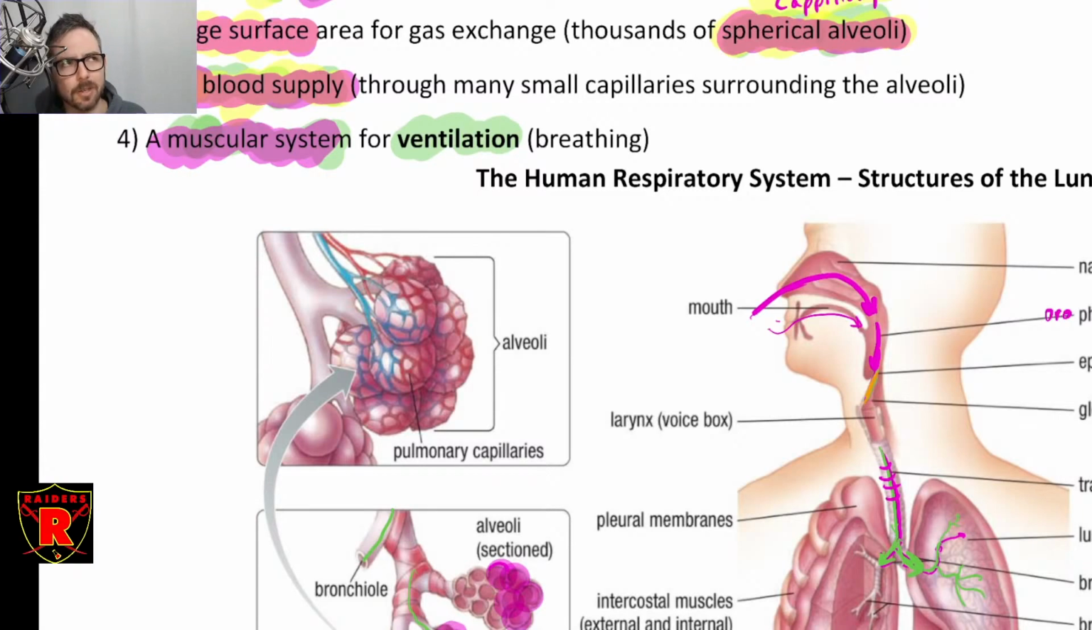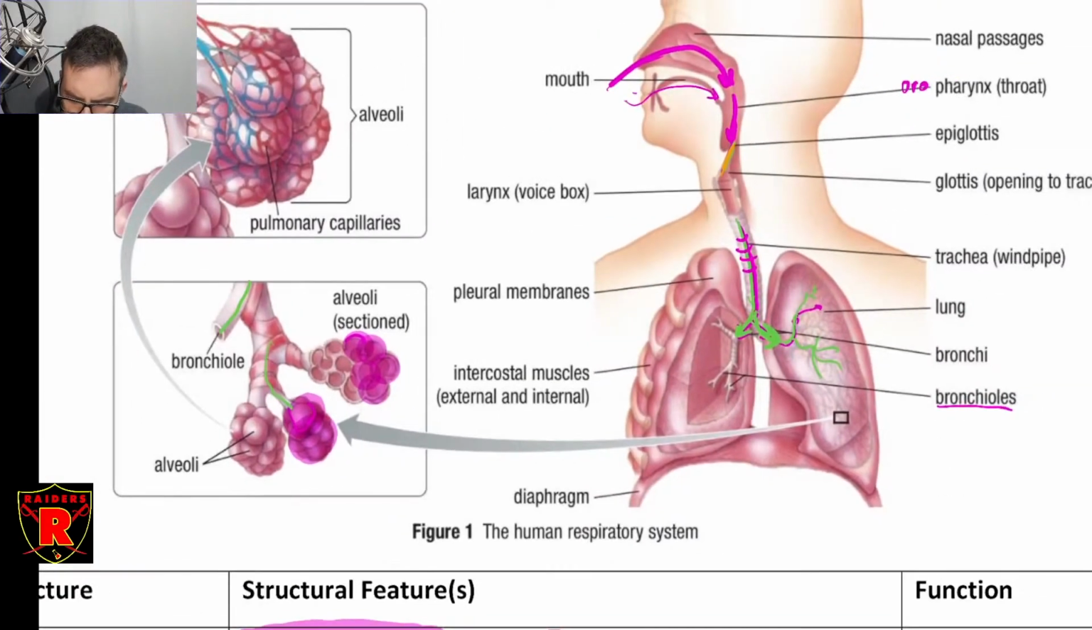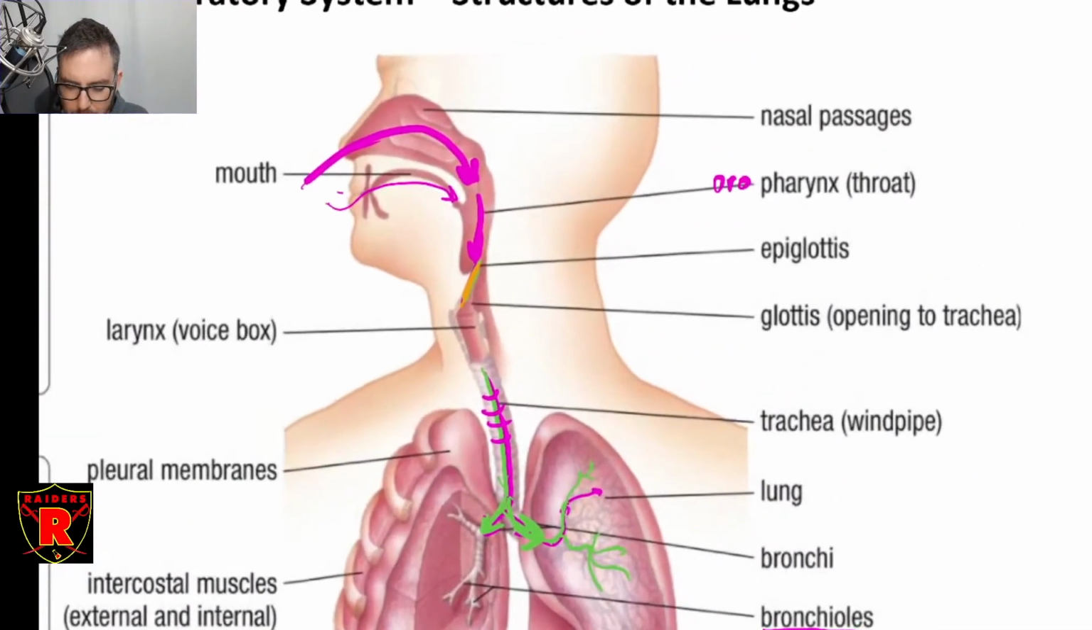Reptiles have lungs. I think I've covered most of the vertebrates anyway. But anyway, let's talk about the actual anatomy of the entire system from top to bottom. You do need to know these.